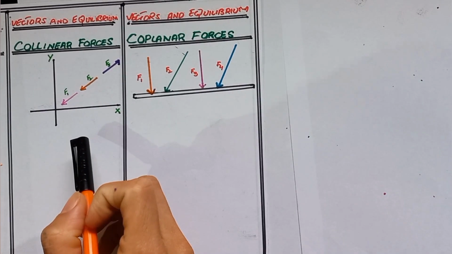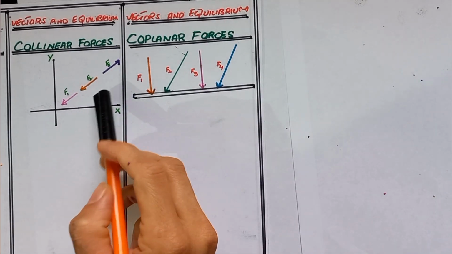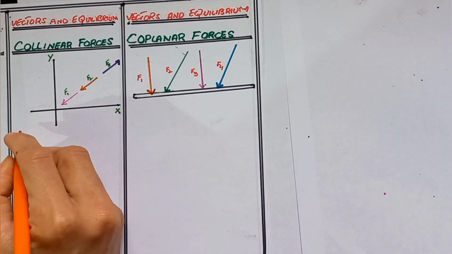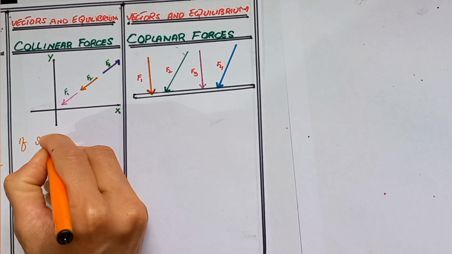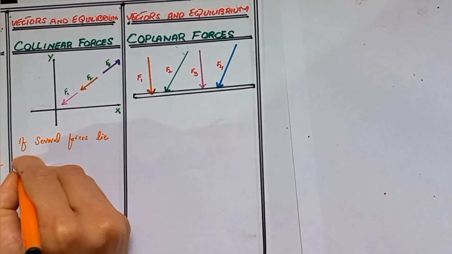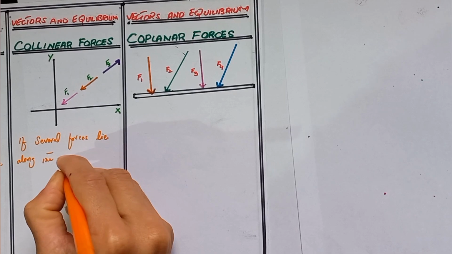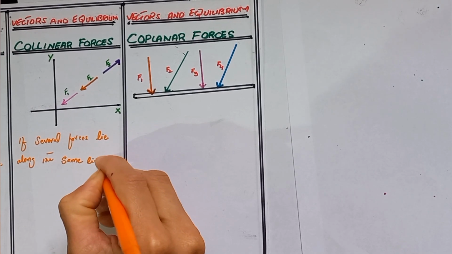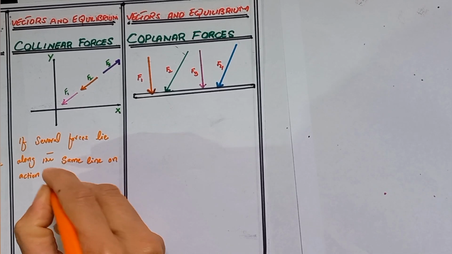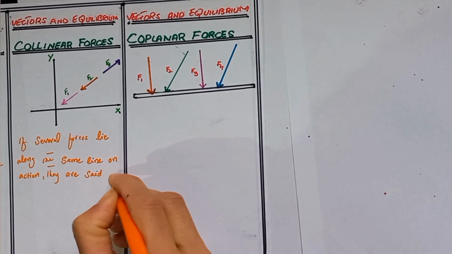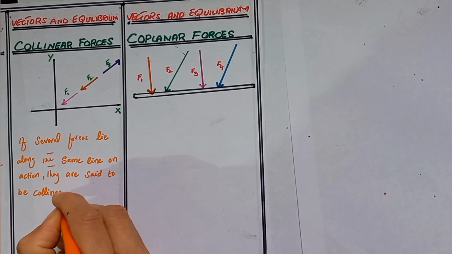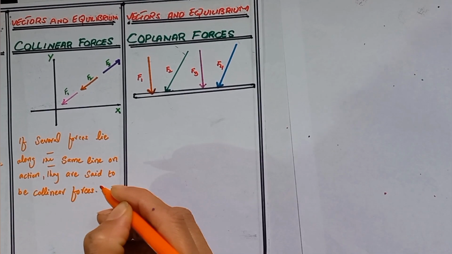Now we discuss the collinear forces. What are the collinear forces? Collinear forces are those forces that lie along the same line of action. These are the collinear forces. If several forces lie along the same line of action, they are said to be collinear forces.